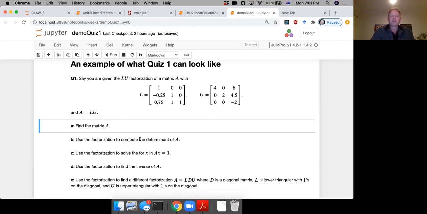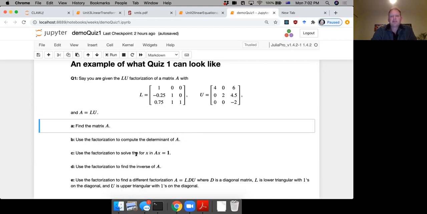Use the factorization to compute the determinant of A. Of course, you can compute the determinant of A based on your answer in part A and do a 3x3 determinant. But how would you use the factorization? What's the determinant of A? Just tell me the answer numerically. Minus 16. So it's the product of the pivots 4 and 2 and minus 2, which is minus 16. Perfect.